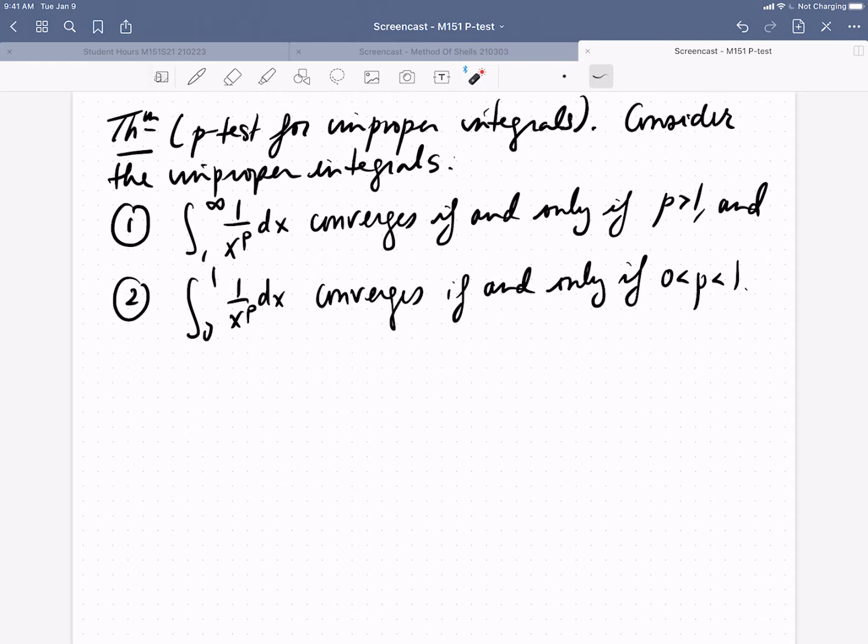So notice in part 2, if my p were negative, then this is not an improper integral. So the only cases where this could be an improper integral is when p is positive. So let's walk through the proof. We're going to prove these one at a time.